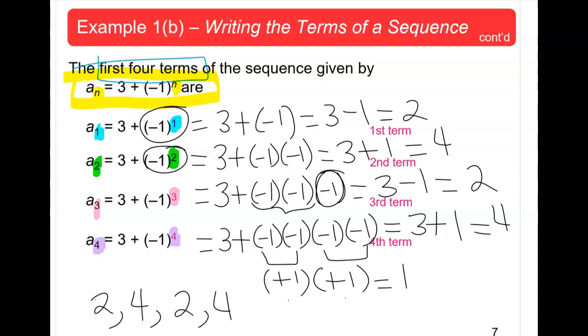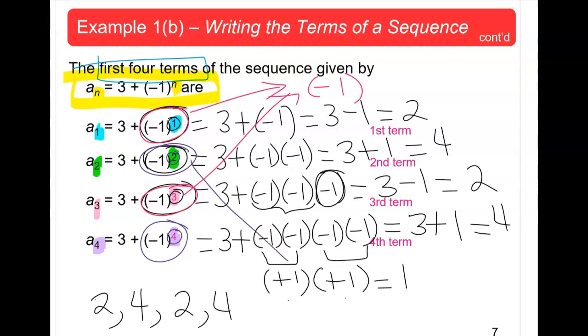And this is something where you can notice the pattern. It's going to be 2, 4, 2, 4. And that is because of the exponent of the negative number. So whenever you have a negative number raised to a certain exponent, if that exponent is odd, like in these two cases, here and here, the answer will be negative, in this case -1. And if you have an exponent that is even, like a 2 or a 4, then the product of that is going to be +1.